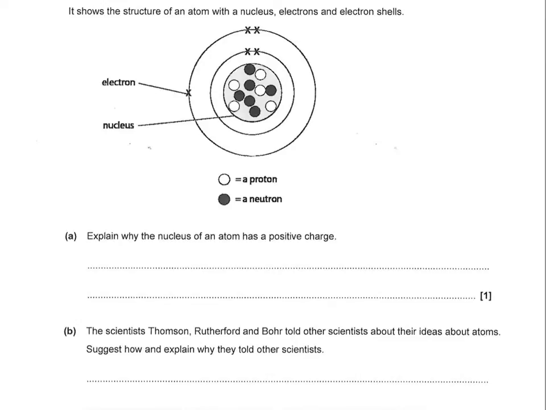And this is because the nucleus is made up of protons and neutrons. The protons are positive and the neutrons are neutral. So that's the important thing. You need to say the nucleus has protons that are positive and neutrons that are neutral.